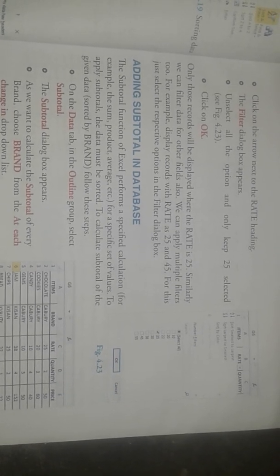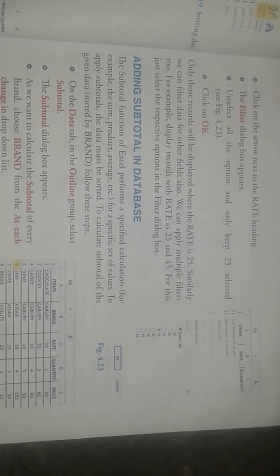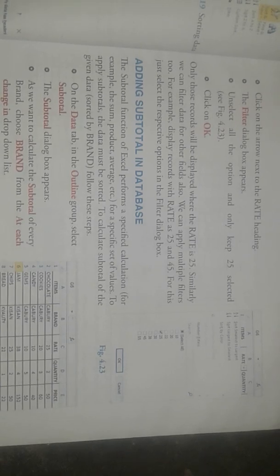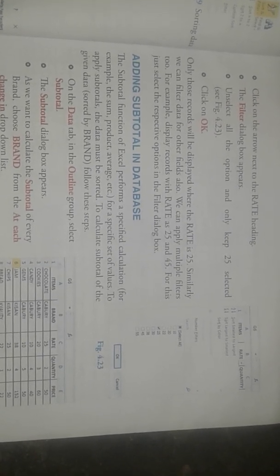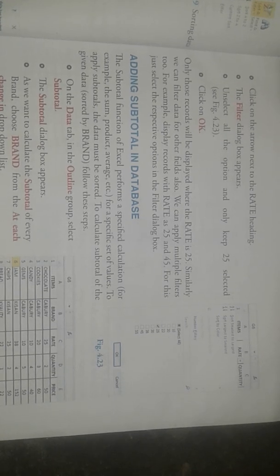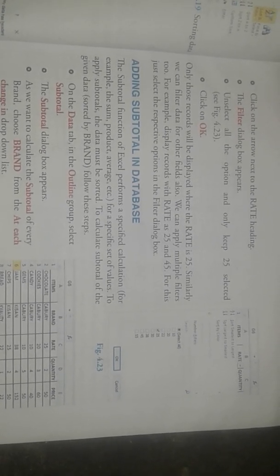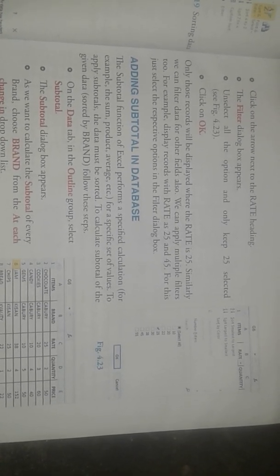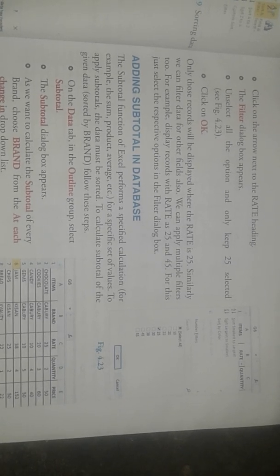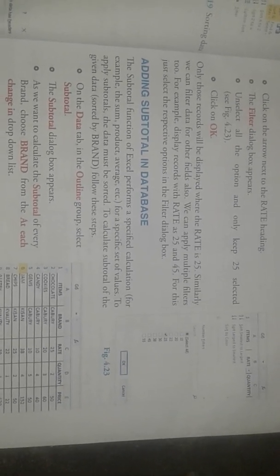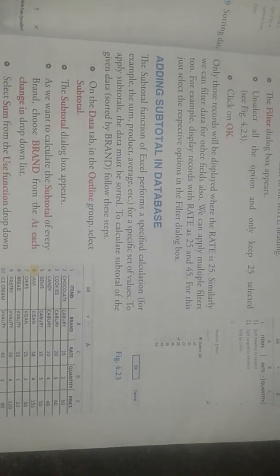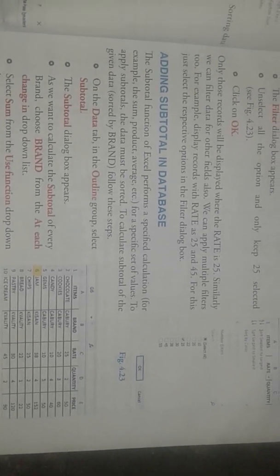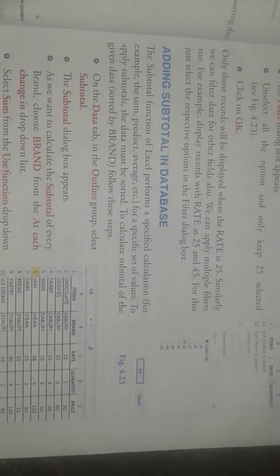The use function provides built-in functions like count, average, minimum, maximum, etc. We can also display subtotals of numeric fields like rate and quantity for functions like average, sum, etc. The count function can be used for character fields like items and brands. To remove all subtotals in a worksheet, click on remove all. So this is the process through which we add subtotals in a database, where we make the data of the items.